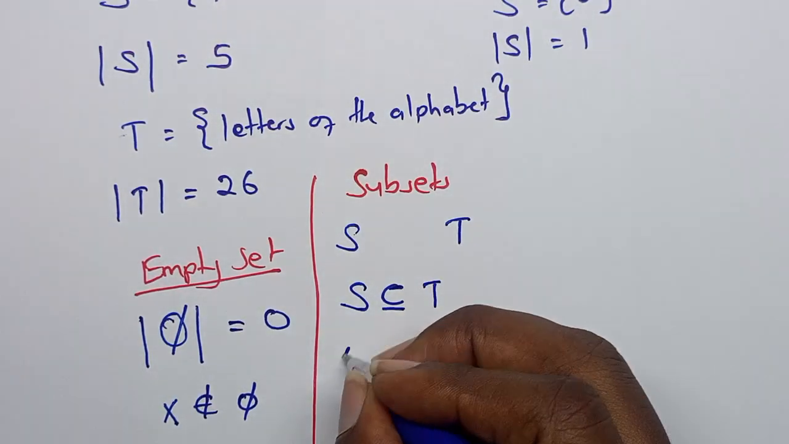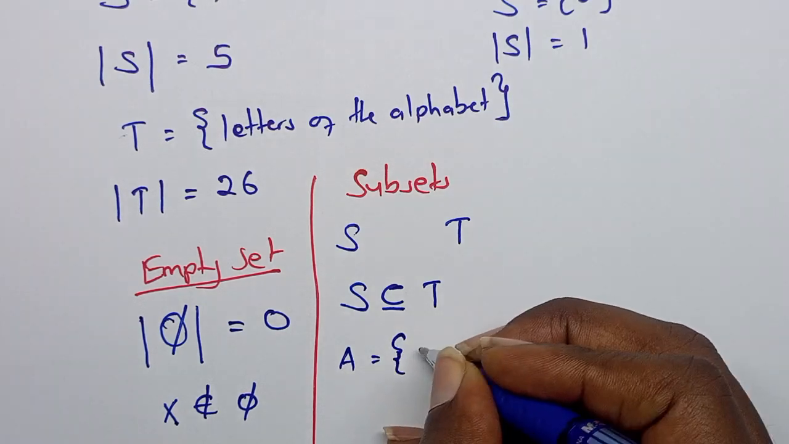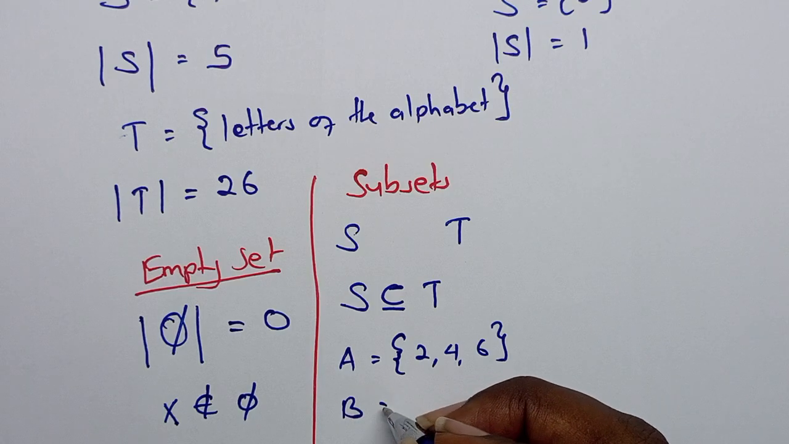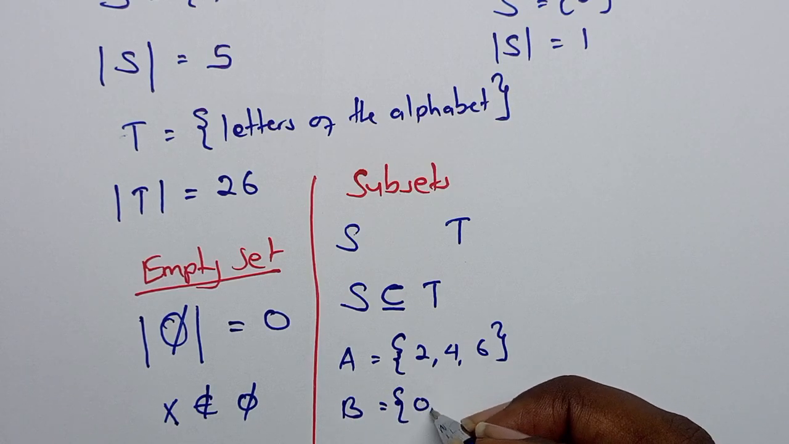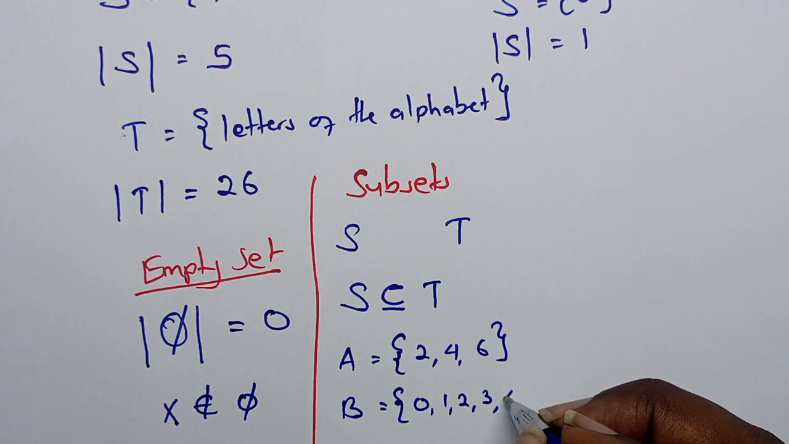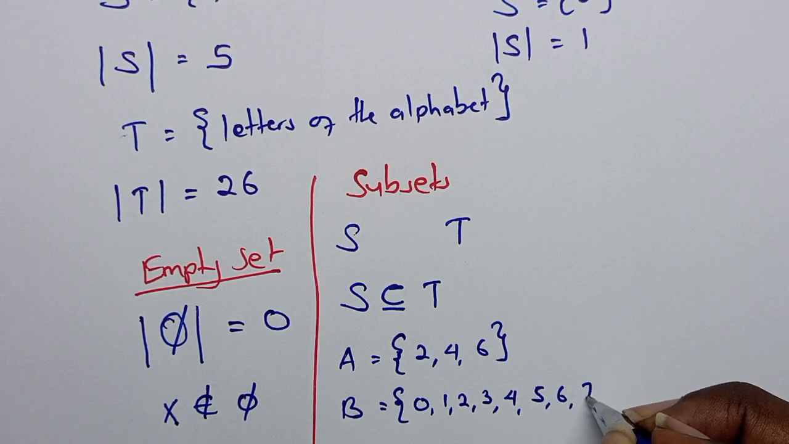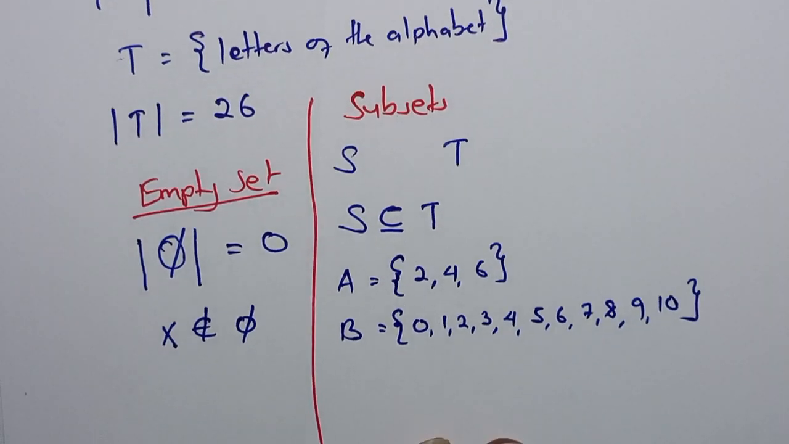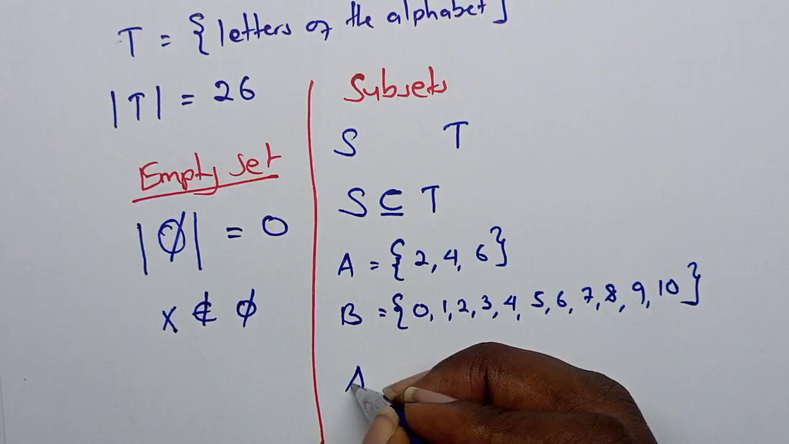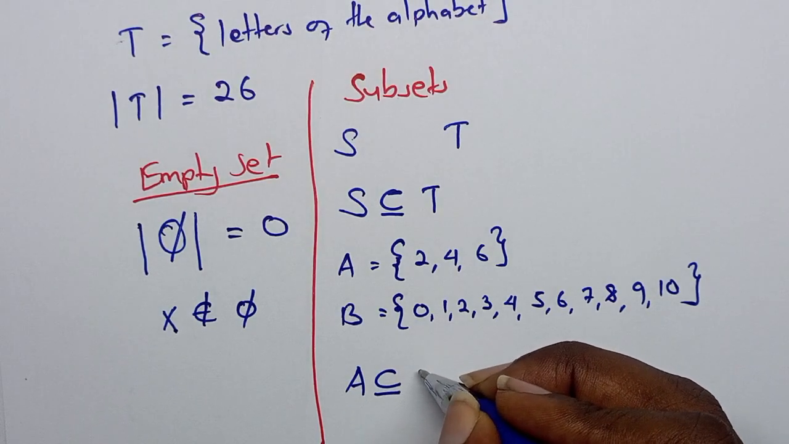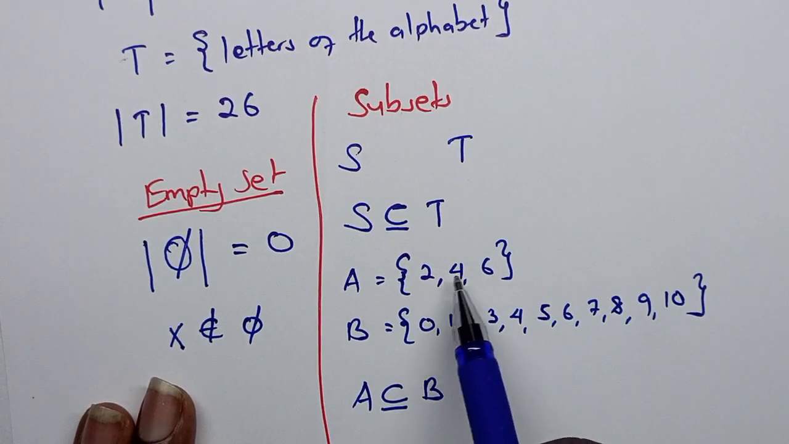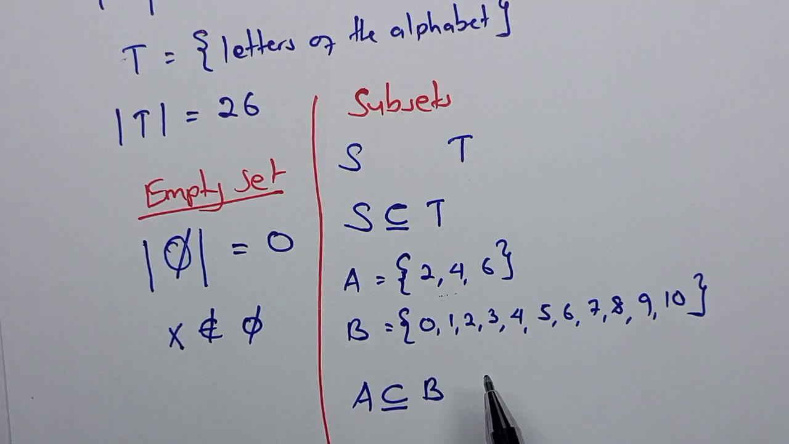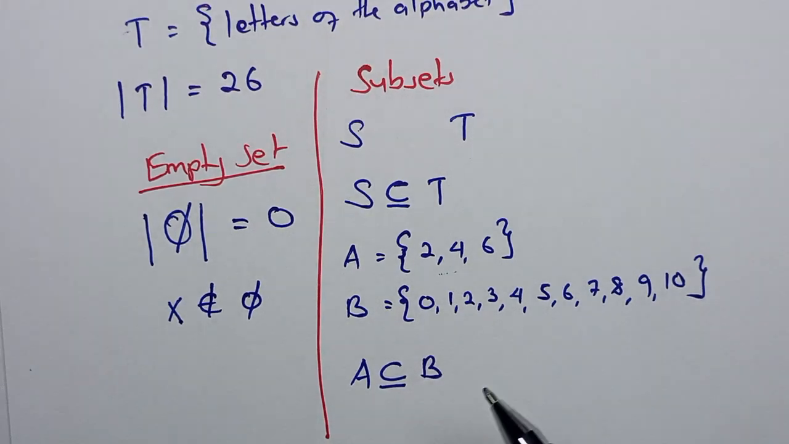So let's say you have set A equals 2, 4, 6, and set B equals 0, 1, 2, 3, 4, 5, 6, 7, 8, 9, 10. So here you can say set A is a subset of set B because all the elements in set A are in set B. Then there are some sets which are not subsets of the other.